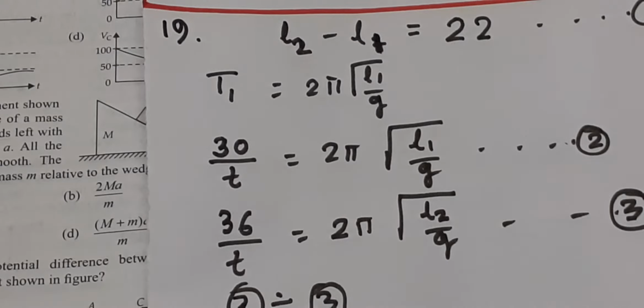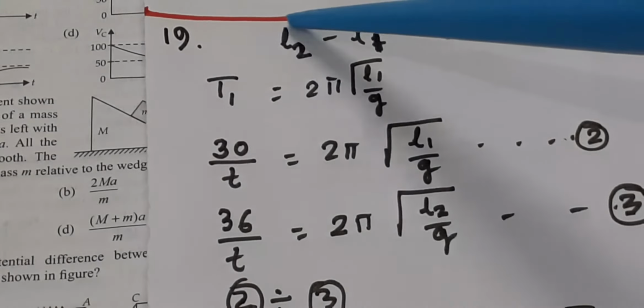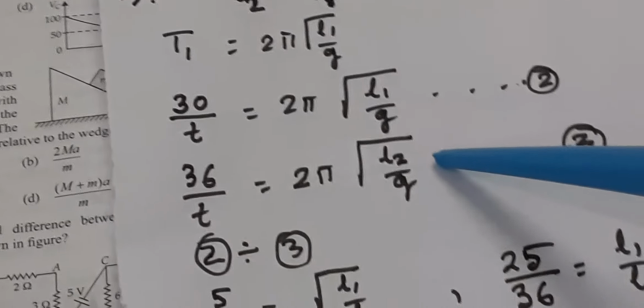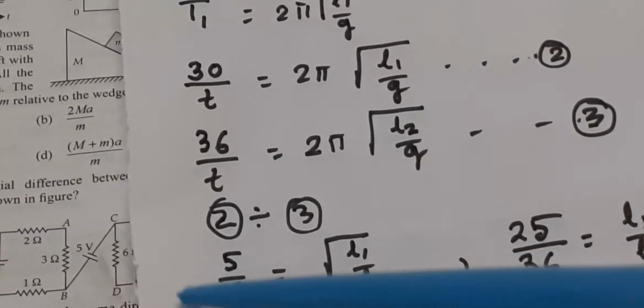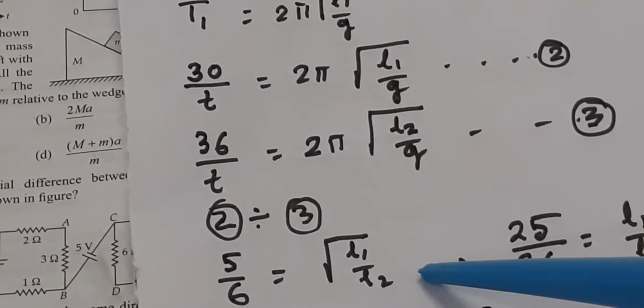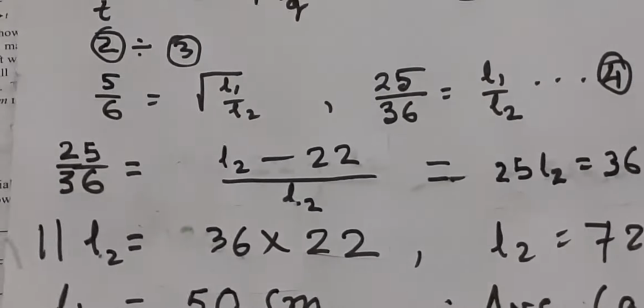Now, from these two equations and from the first equation, that is L2 minus L1 is 22, we can solve. Just dividing these two, we can get 5 by 6 equal to root under L1 by L2. Squaring, we get 25 by 36 equal to L1 by L2.